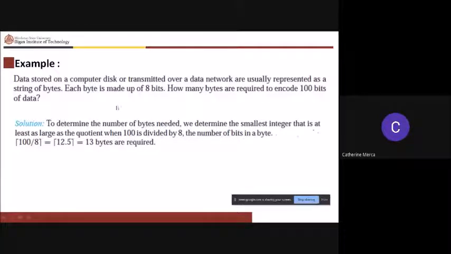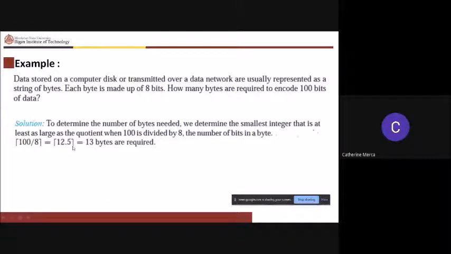Diba kay whole number man ang mga values? Okay? So to determine the number of bytes needed, we determine the smallest integer that is at least as large as the quotient when 100 is divided by 8. So we will now have the greatest integer, 100 divided by 8, which is 12.5.